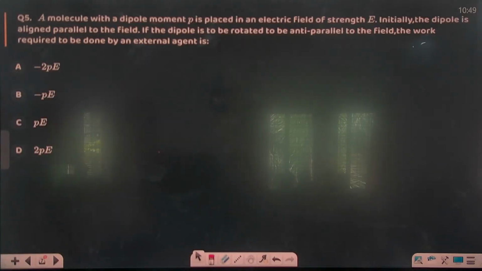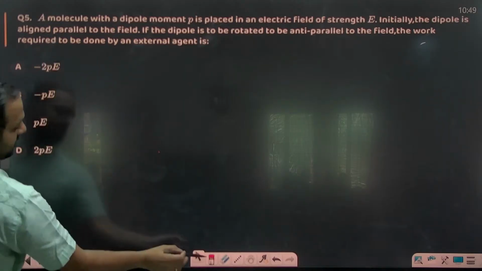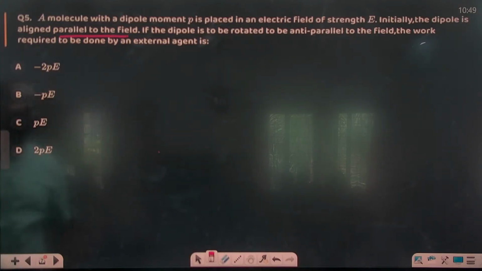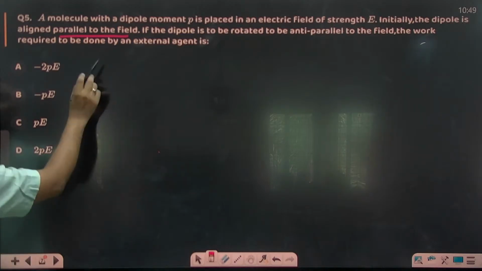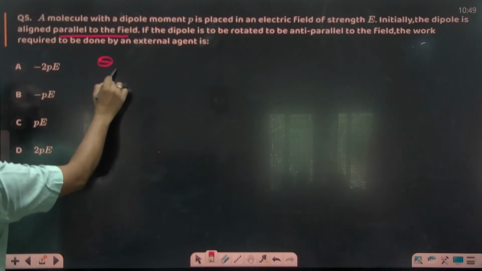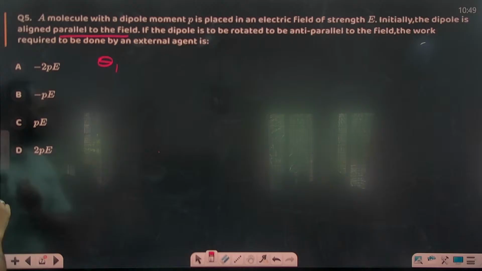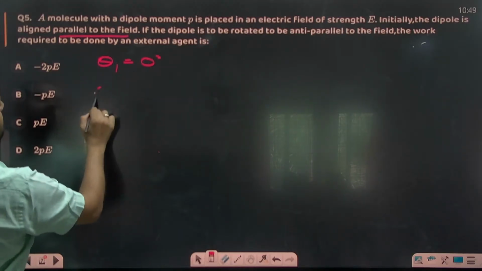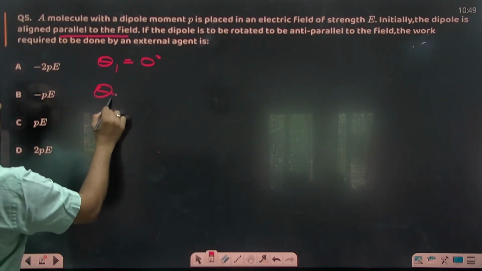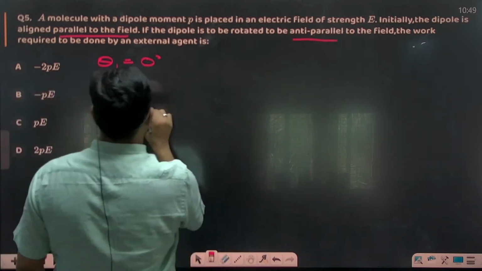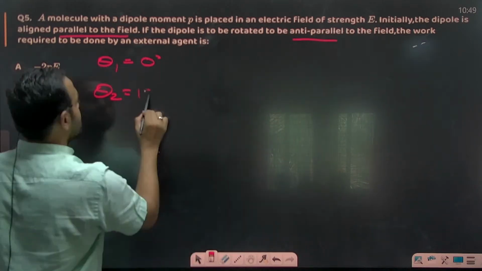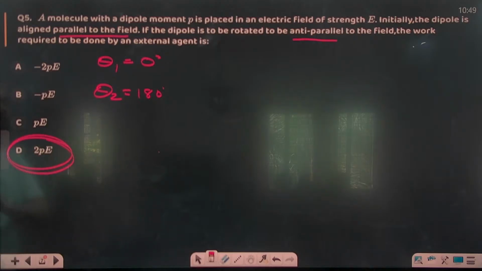A dipole molecule with dipole moment P is placed in electric field E. Initially, the dipole is aligned parallel to the electric field. When work done is asked, we need theta 1 and theta 2. Theta 1 is 0 degree, since it is parallel, and theta 2 is anti-parallel, which is 180 degree. Going from 0 to 180, the work done will be plus 2PE.